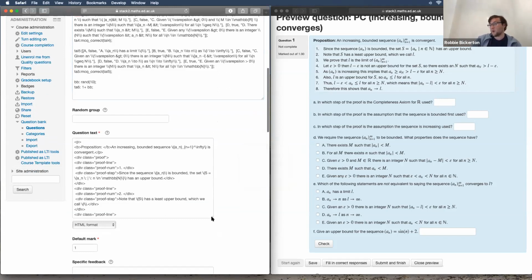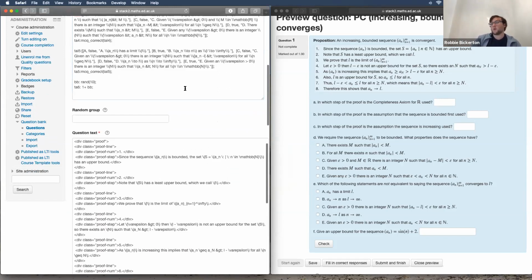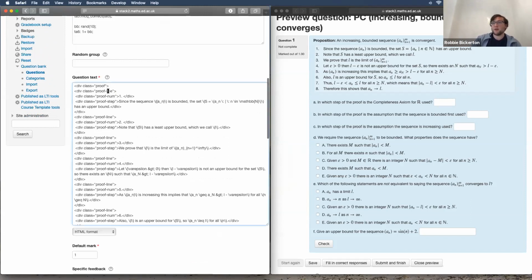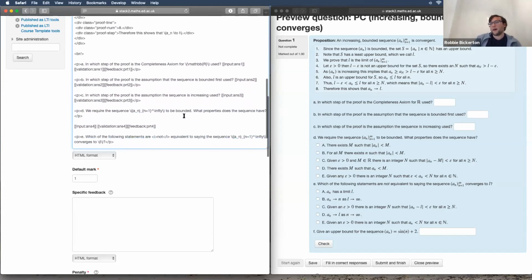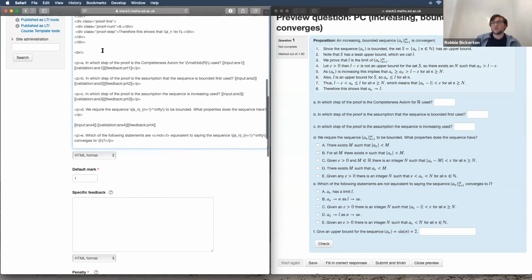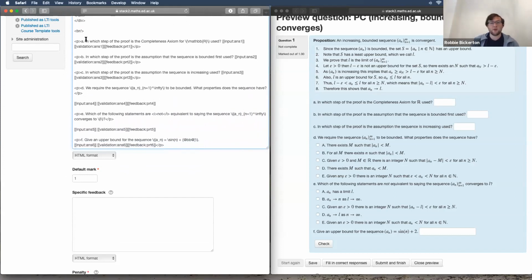So just to quickly go through the question text. These are the div classes that are explained in the Stack docs. The proof class is precisely the thing that's setting my proof in the pale blue box. Proof line is the line of the proof. The numbers just help with proof numbering, and then we can add in proof steps, which are the actual argument in the proof. And then we have the end of the proof itself, and then the questions that we're asking our students.